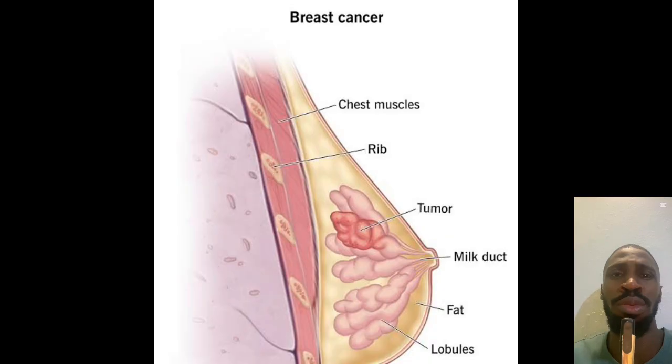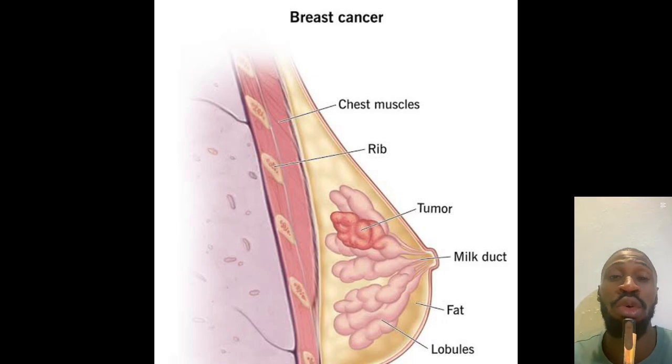Carcinoma of the breast is usually the most prevalent cancer, mostly in women between the ages of 40 to 60. Here there are cancerous cells, especially in the epithelial lining of the lactiferous duct. So it's more in the lactiferous ducts, present in females between the ages of 40 to 60.